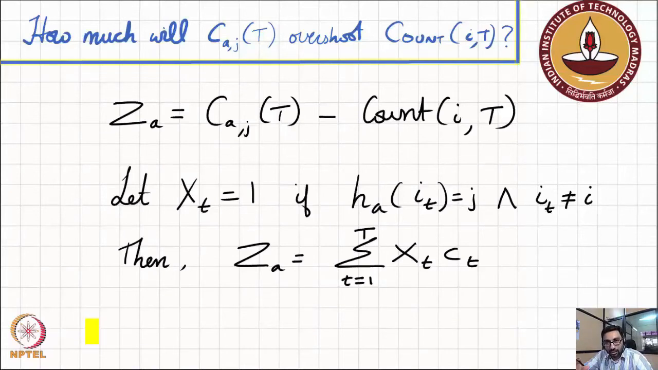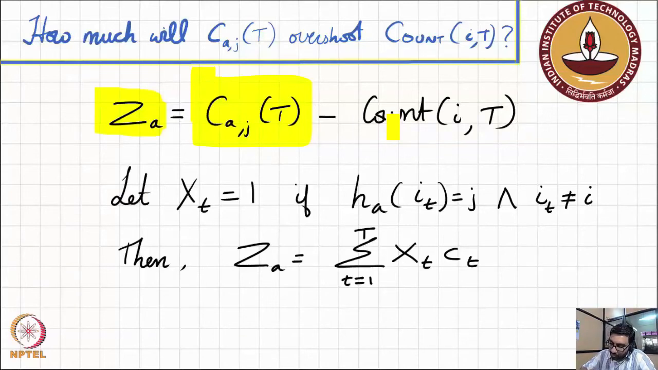Now we have to analyze and show that we didn't overshoot too much. And for that purpose, we're going to define the random variable ZA, which is equal to the actual counter value at A comma j. Keep in mind that we're focusing on a particular hash function A. This will therefore be an upper bound on the count of I comma t. So this difference is a non-negative quantity, and it tells you how much we have overshot, and so naturally ZA is what we want to bound.